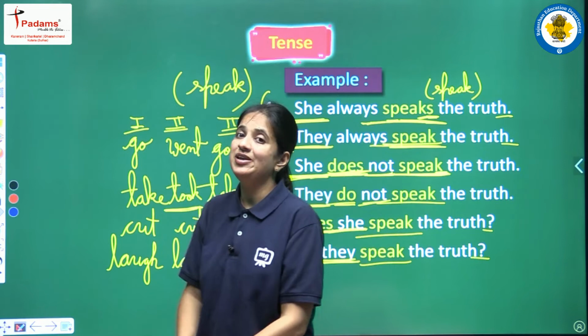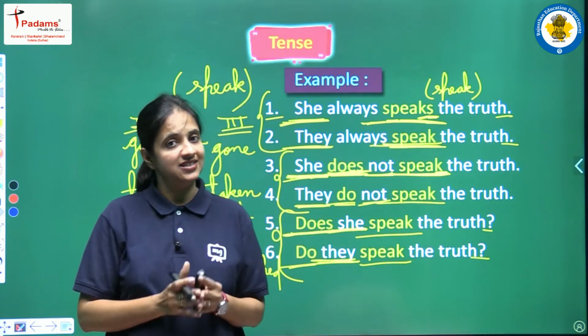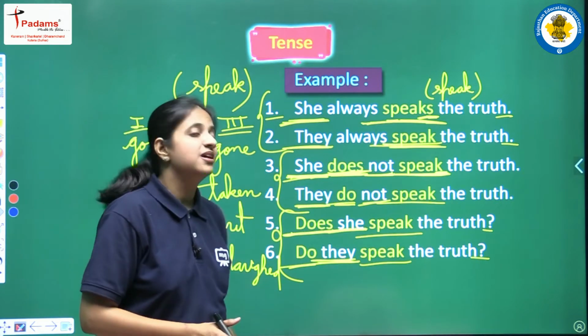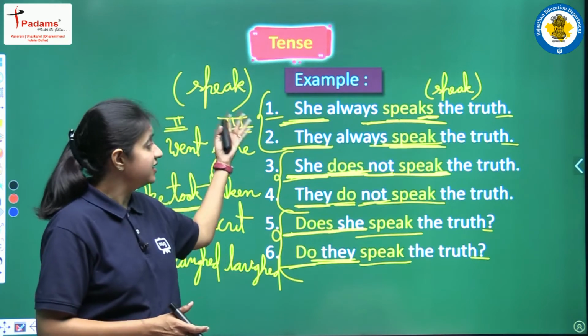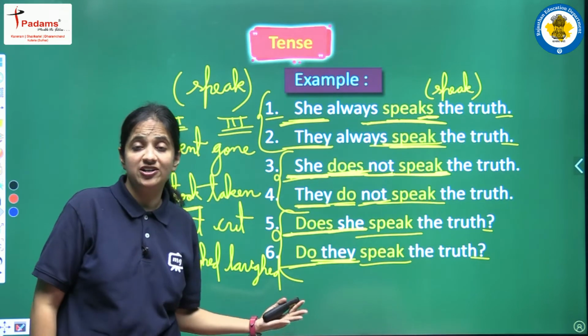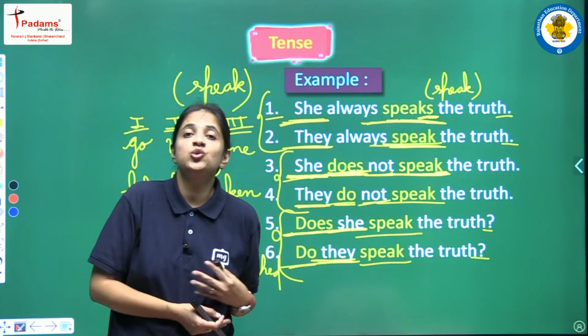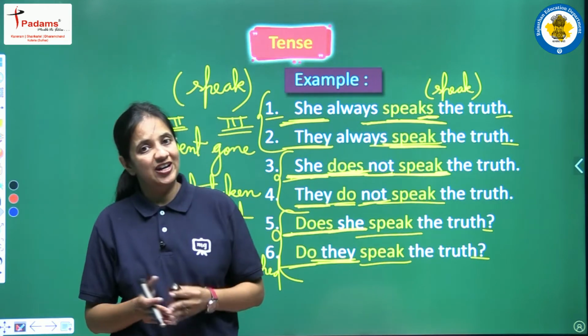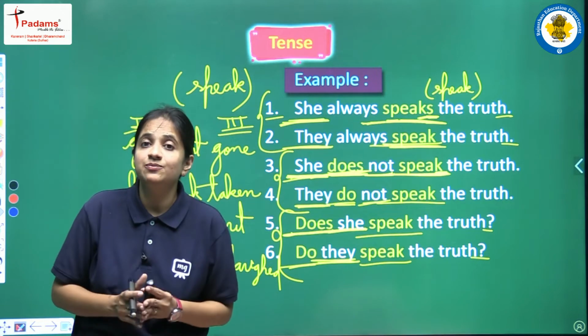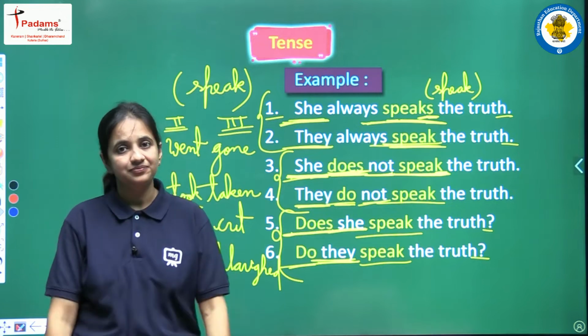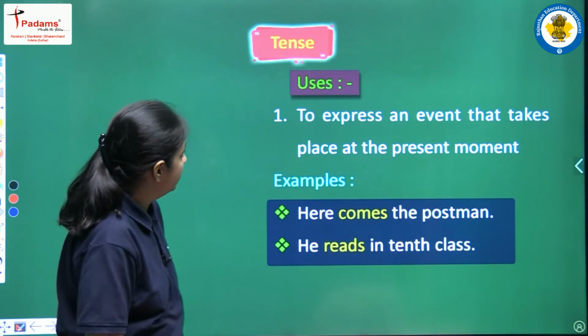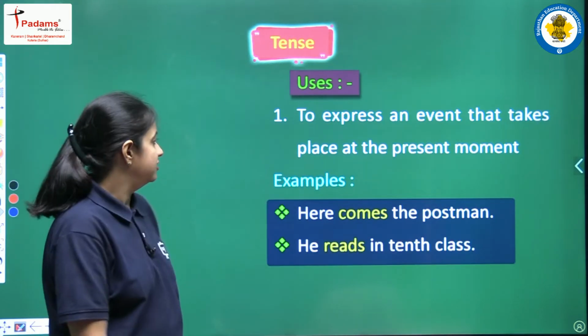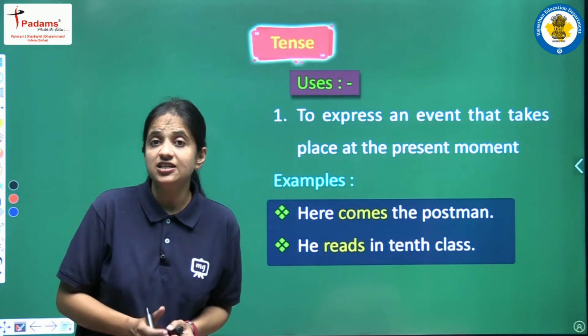Then only you will be able to write the correct answer. And here we have seen some of the examples of positive sentence, negative sentence and interrogative sentence, that how these rules work actually according to the sentence, according to the subject. Clear? Next, moving ahead. So now we are discussing about the uses of this tense.